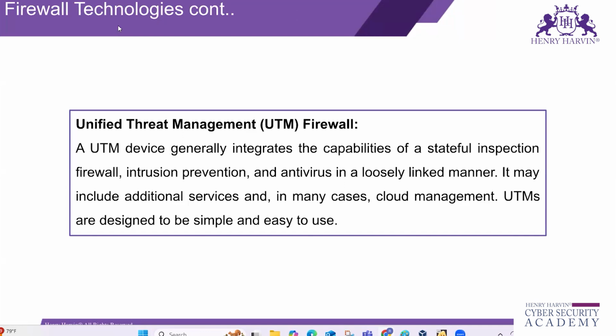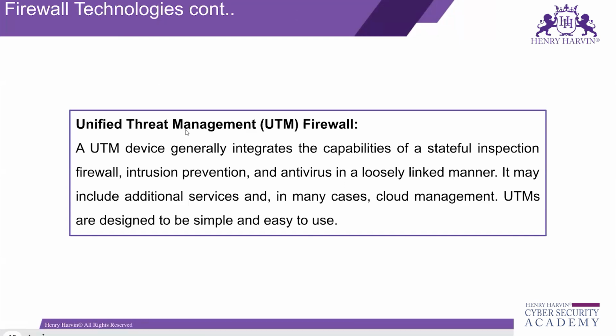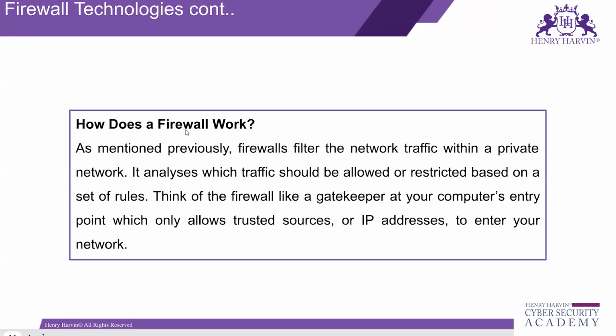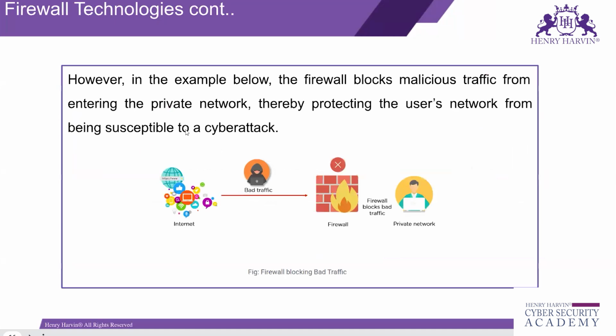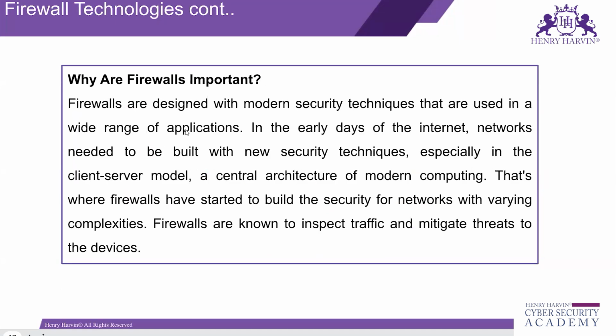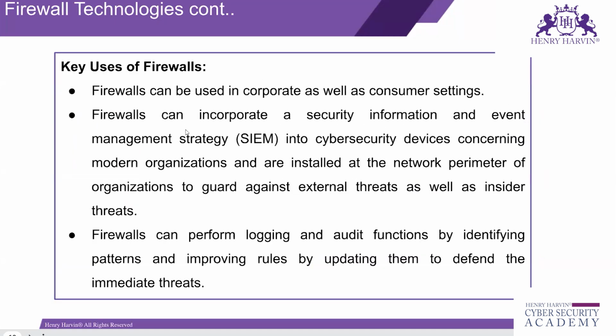Unified Threat Management firewall, the UTM device generally integrates with stateful inspection. How does a firewall work? As mentioned previously, firewalls filter the network traffic within a private network. It analyzes. Now, the firewall allows good traffic. Firewalls are based on rules; it will not allow the traffic otherwise. Why are firewalls important? Firewalls normally incorporate with event management.